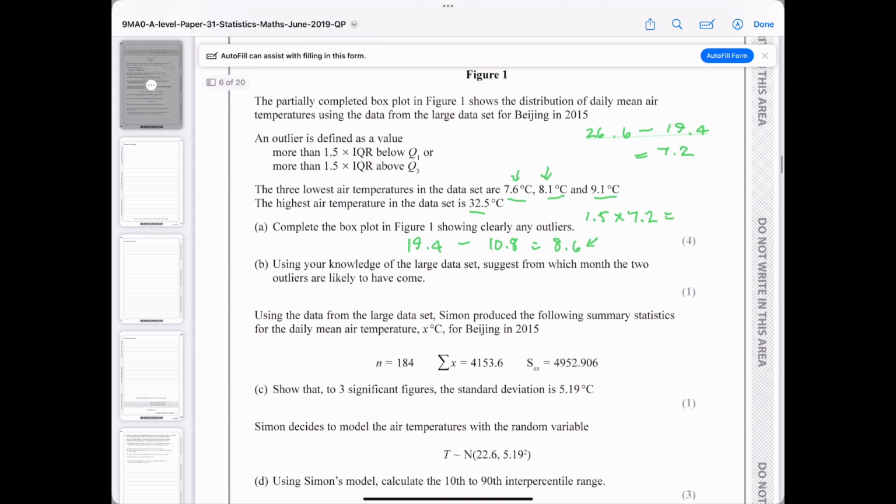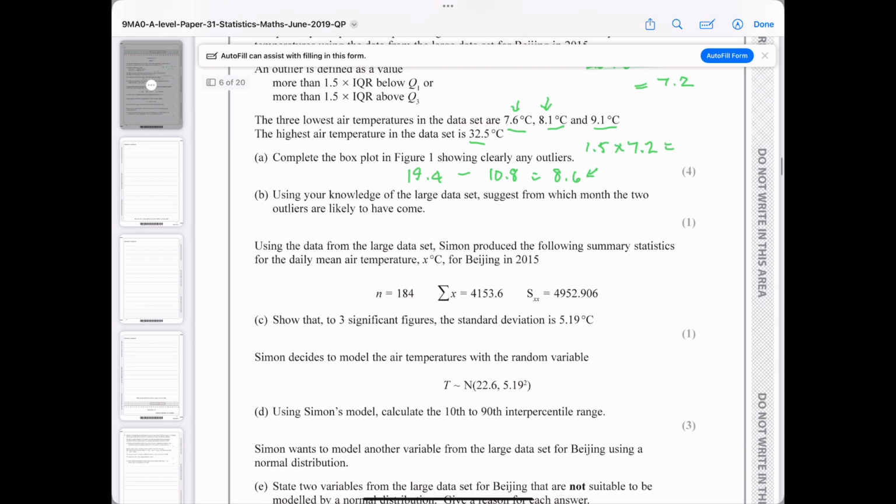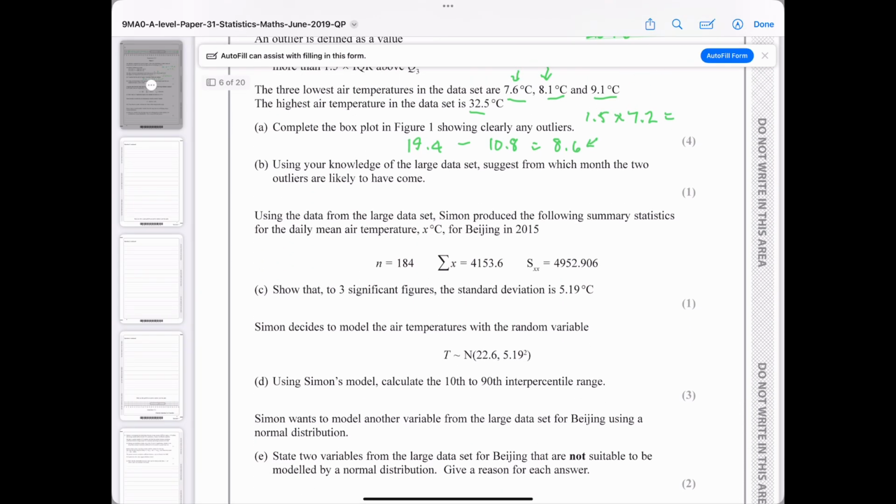Using your knowledge of the large data set, suggest which months the two outliers are likely to come from. I don't know, but this is Beijing. Beijing gets really cold, so it's going to be much, much colder than that in the winter. But that's not really maths, is it?